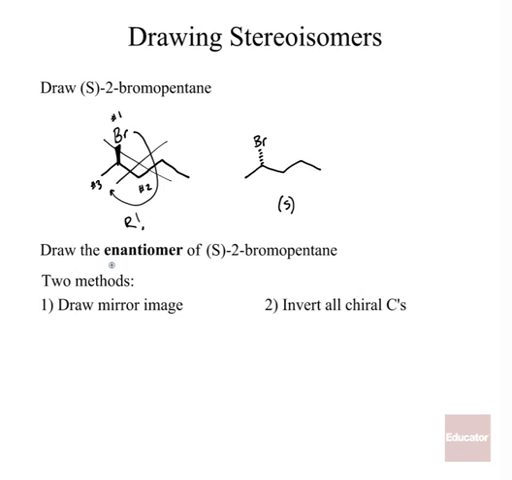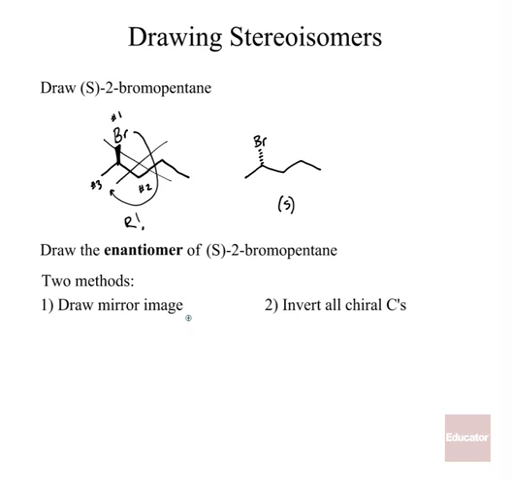Now, what if I asked you to draw the enantiomer of S-2-bromopentane? We already see what the structure of the S enantiomer looks like, and if I wanted to draw the other enantiomer, there are two approaches we can take to this problem. One approach is we could draw the mirror image, because we know the definition of an enantiomer is that they're mirror images of each other.